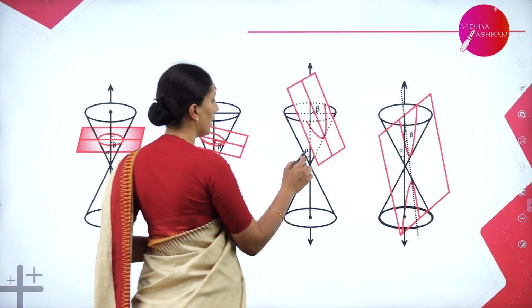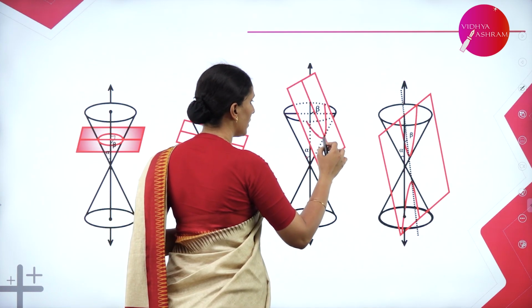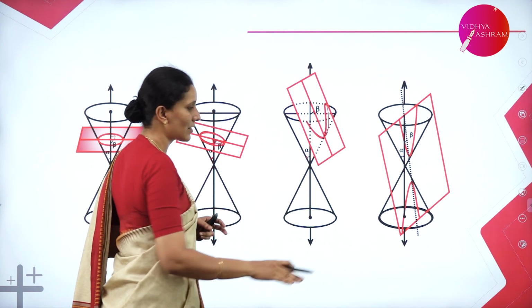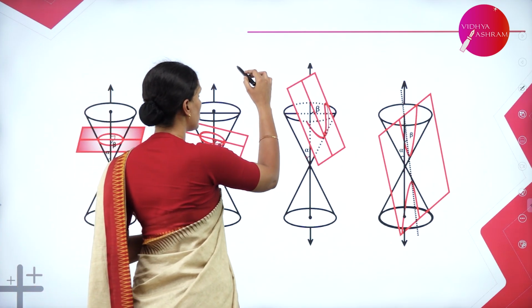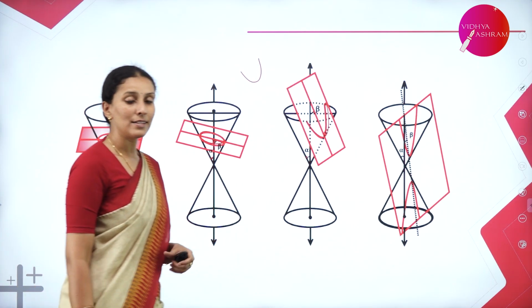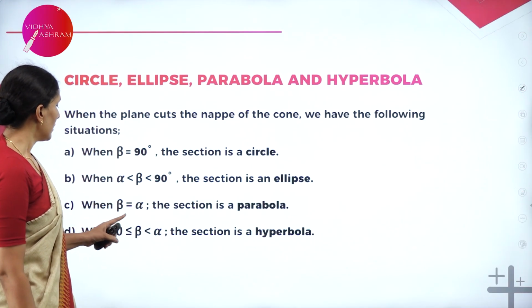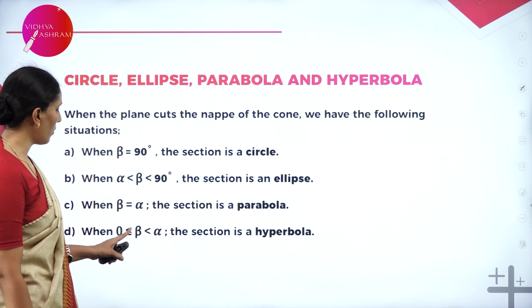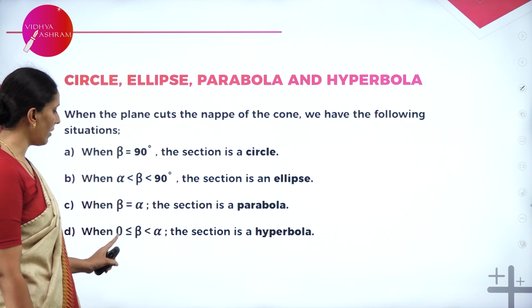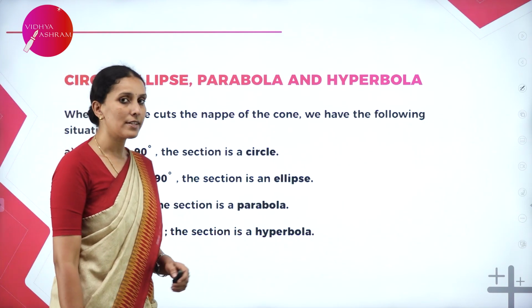Next we have the intersection in such a way that beta is equal to alpha. That is when the alpha and beta angles are equal to each other. You can see the curve here it creates. When the plane cuts exactly parallel to the nappe of the cone, it creates a shape like this, which is called a parabola. Next we have 0 less than or equal to beta, beta less than alpha. So 0 means beta can be anything, whereas alpha is greater than beta, then the section is a hyperbola.